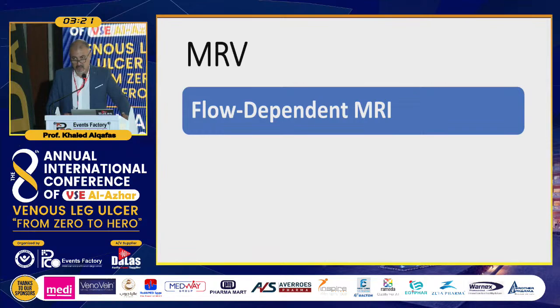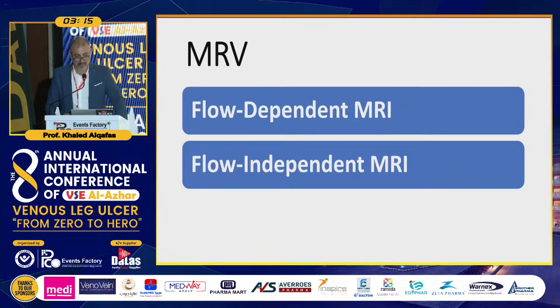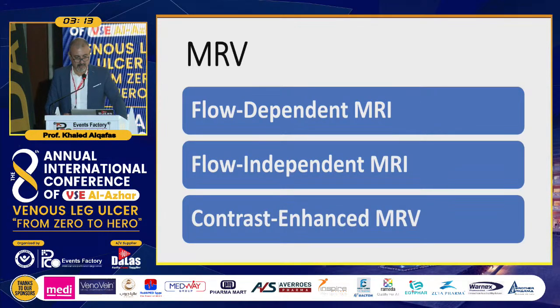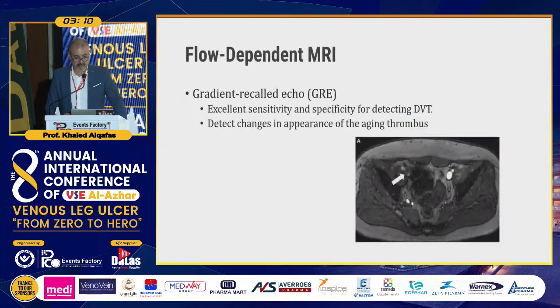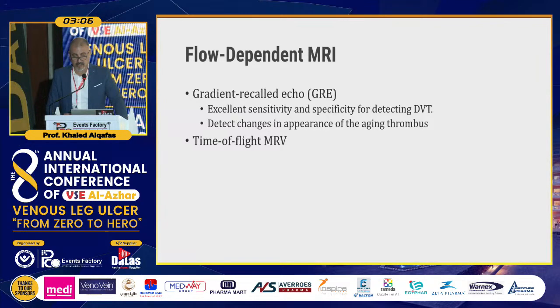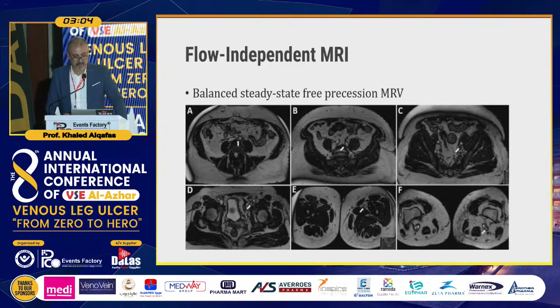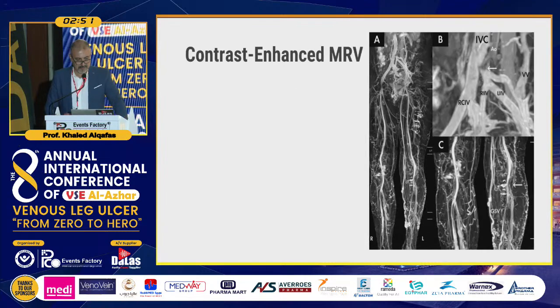MR venography is the gold standard in studying the venous pathology, especially in the abdomen and pelvis. We have flow-dependent MRI, flow-independent MRI, and contrast-enhanced MRV. We have different sequences as gradient recalled echo and time of flight. And in the flow-independent MRV, we have the most important balanced steady-state free precession MRV, which detects very accurately the intraluminal structures within the vein, especially in the pelvis and the cava.